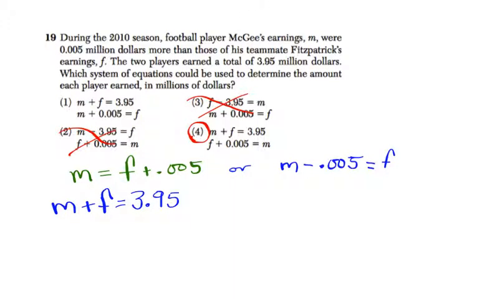What did choice 1 do wrong? Choice 1 has the correct top equation, but for the bottom equation, they did exactly what we said not to do, or what some people might make a mistake of. McGee made more. So how can you add an additional amount to him and somehow set them equal to Fitzpatrick? That doesn't make any sense. The person making more gets more money and they're somehow equal. Doesn't make any sense. So choice 4 is the only one that's correct there.